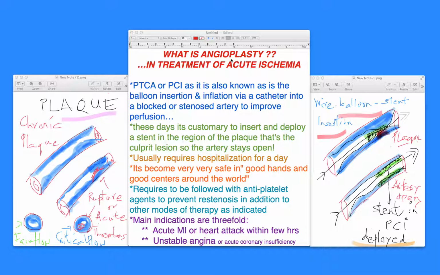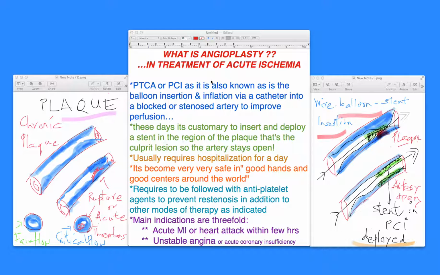It's a very commonly asked question, what is PTCA, what is PCI? These are synonyms. PTCA was known for almost 20 years till it was changed to PCI. PTCA stands for Percutaneous trans-catheter angioplasty. And PCI is the same thing as percutaneous coronary intervention.